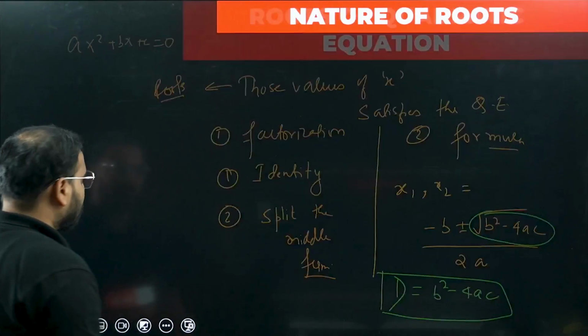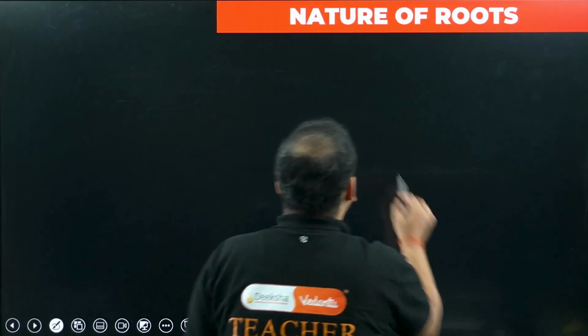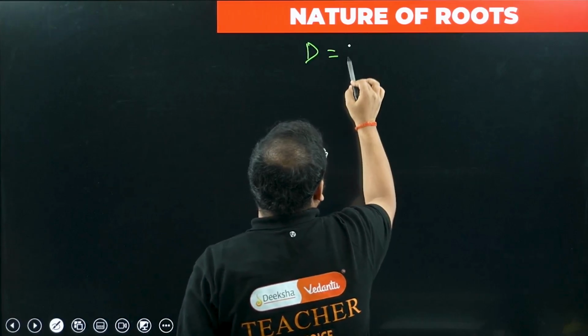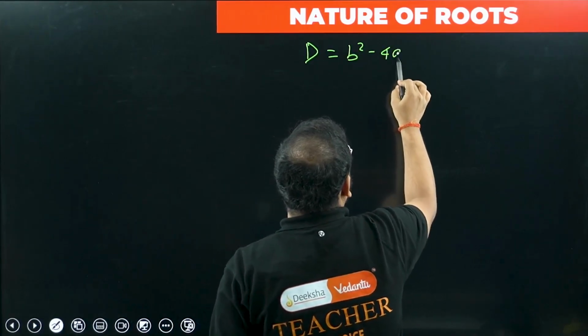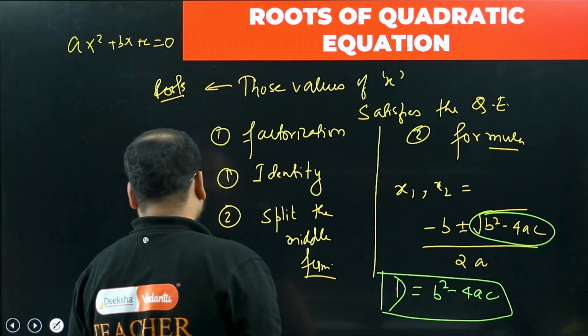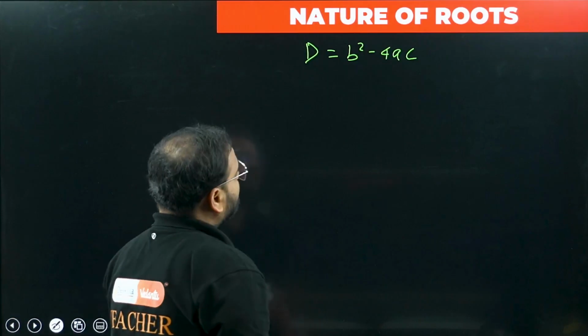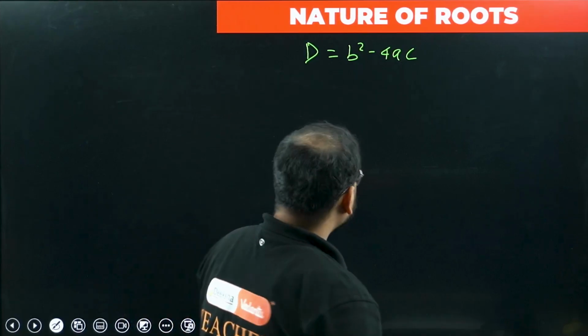Now moving on to the next condition based upon the parameter that we said, the discriminant given as D equals b square minus 4ac, without the root. Please check, this is without the root. I have not written the root over here. So without the root, this is b square minus 4ac.